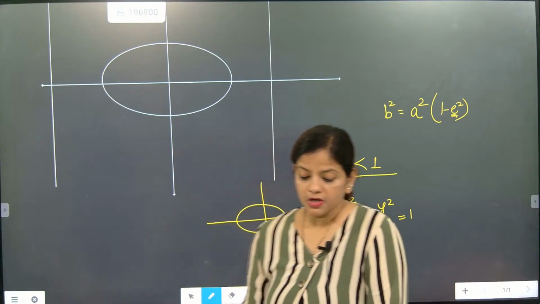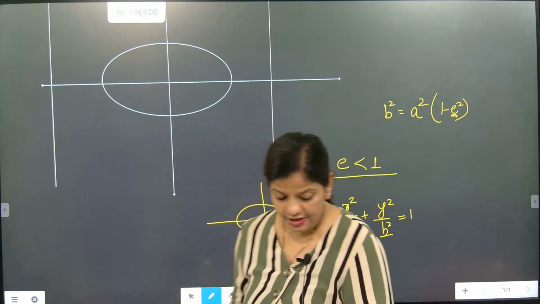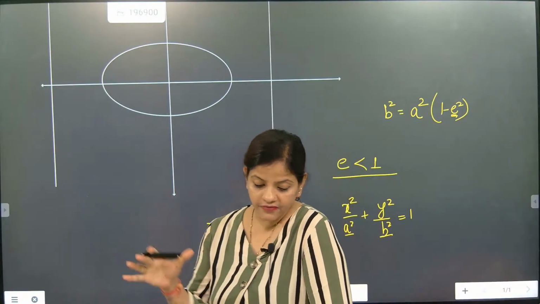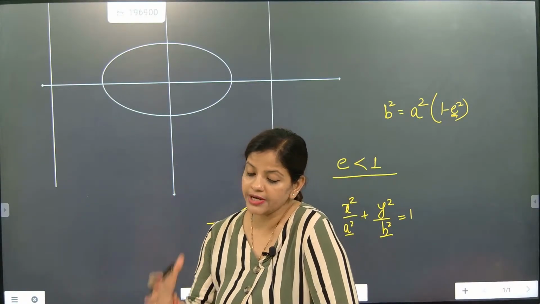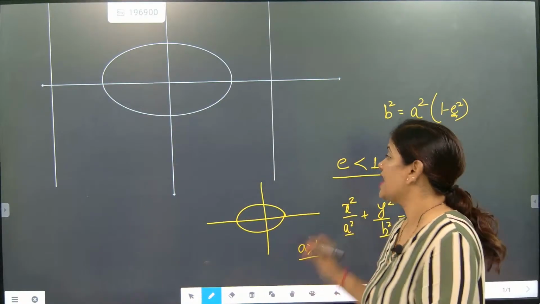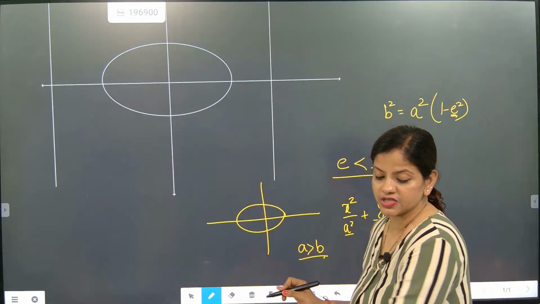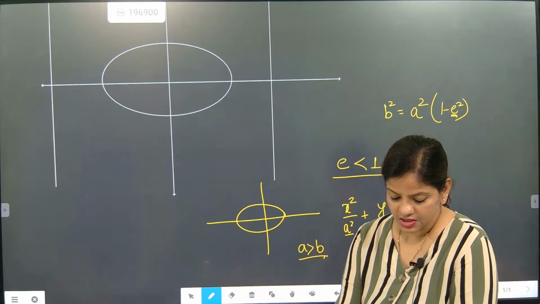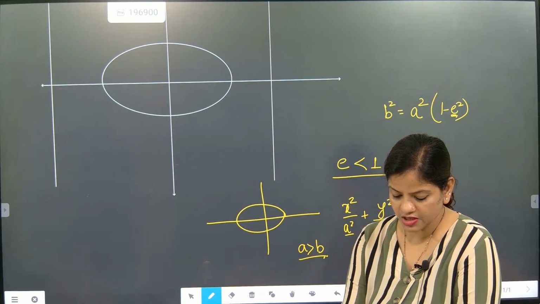Understood, beta. So, latus rectum: when we studied parabola, it was exactly 4a. How much was it? 4a. And it was fixed for all the situations.